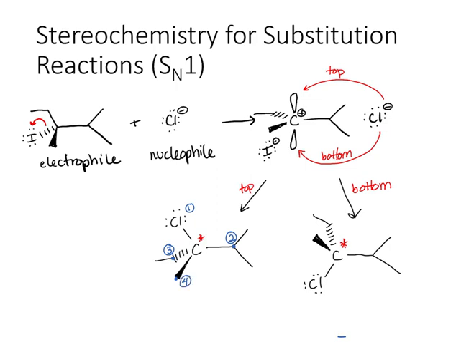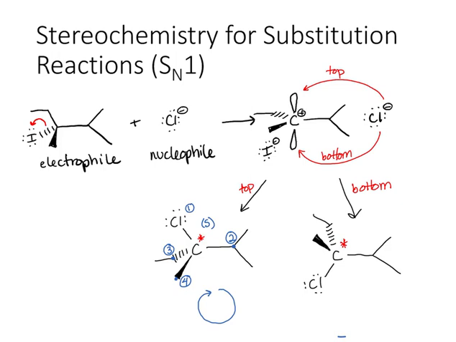Okay, so if we draw a circle going from 1 to 2 to 3, it looks like it's going towards the right. So that would tell me it's an R configuration, except our lowest priority group, the methyl group, is pointing out towards us. So that means it's actually an S configuration.